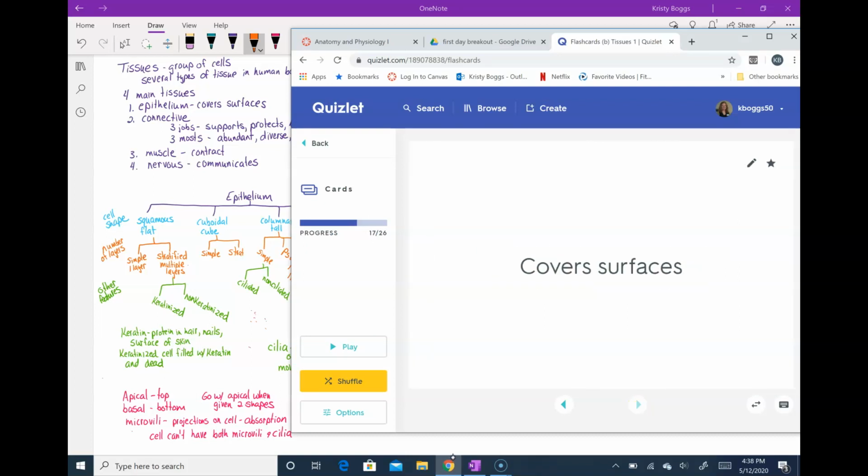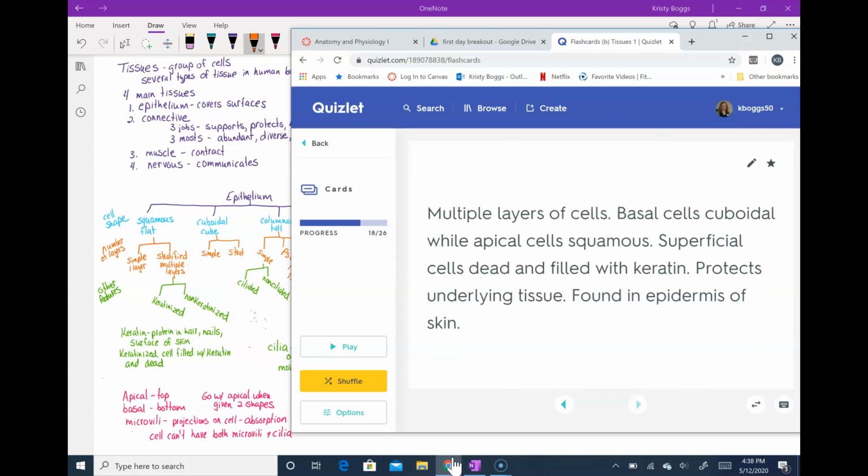Cover surfaces, epithelium. Multiple layers of cells, stratified. Basal cells cuboidal, while apical cells squamous. So again, remember, you always go with the apical, so we're going to say squamous. Superficial cells dead and filled with keratin.